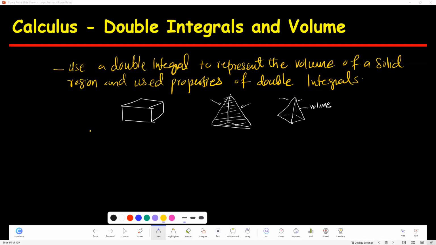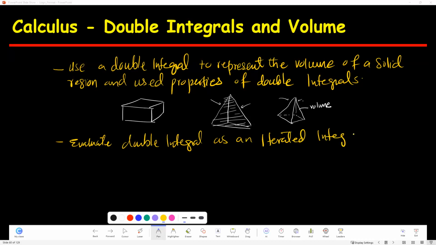The second one we're going to talk about is evaluate double integral as an iterated integral. It means we're going to be also doing problems just like solving double integral without any application. If I gave you any function and I ask you to solve the integral without any application, like any shape or graphical representation, we can also solve it.